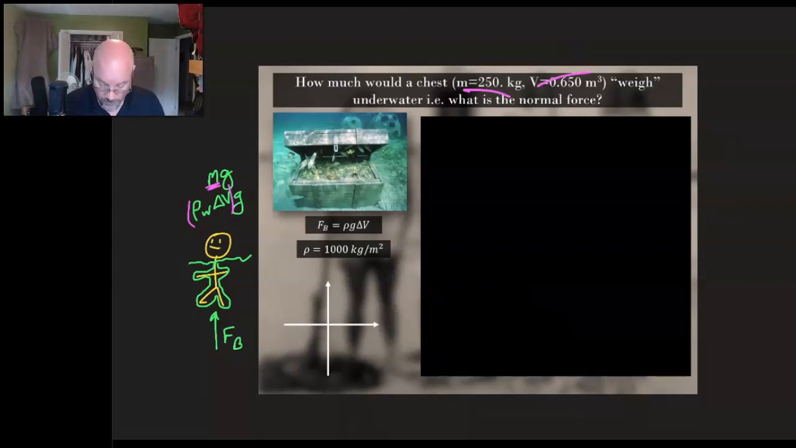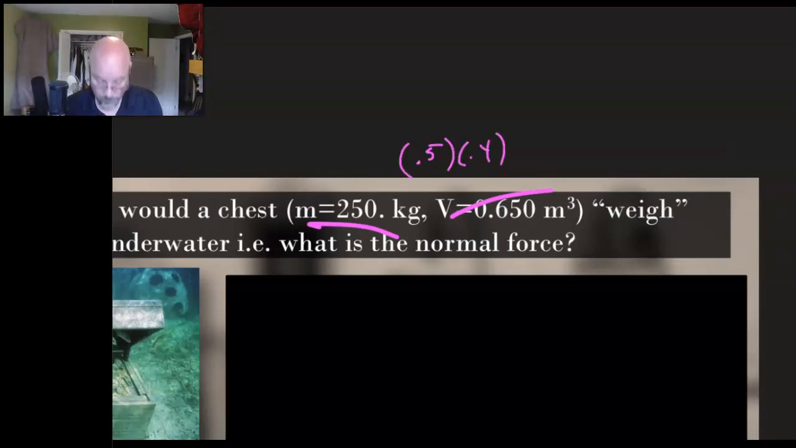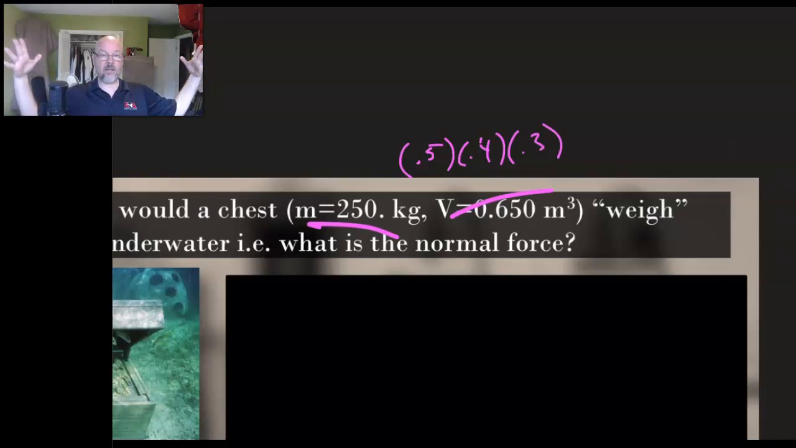Let's say our treasure chest has a length of 0.5 and a width of 0.4, these are meters, and maybe a height of 0.3. So that makes it about this wide and long and this high, which seems pretty reasonable for a treasure chest.